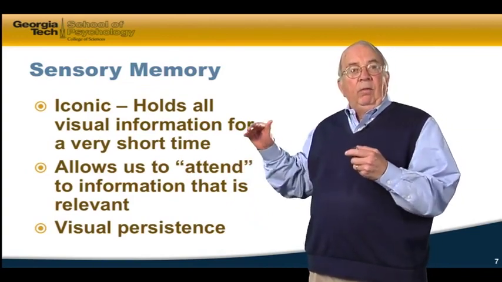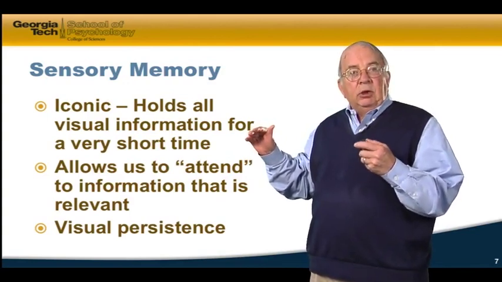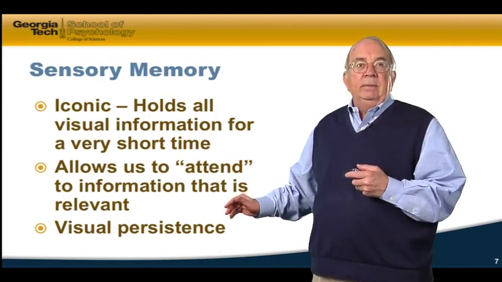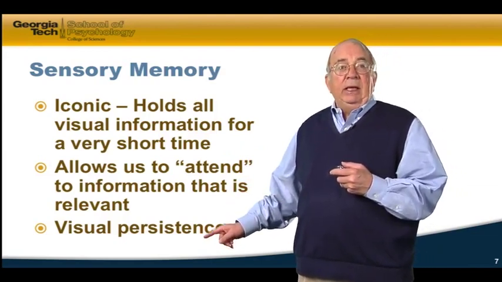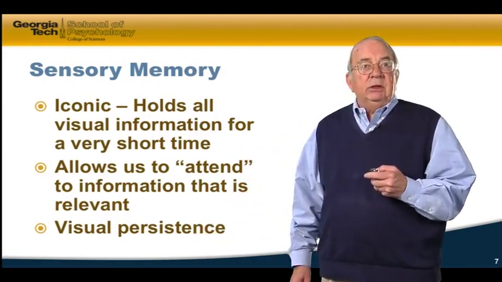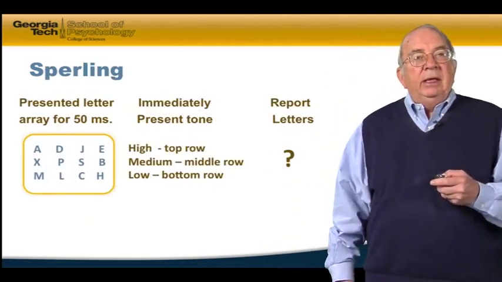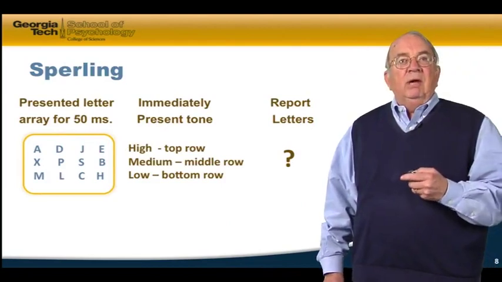Iconic memory, we hold visual information for a short period of time so we can attend to the information that's relevant for what we're doing. And then, as I said, it's often called visual persistence. It was studied by George Sperling years ago, and this is what he did to show the existence of iconic memory or sensory memory.